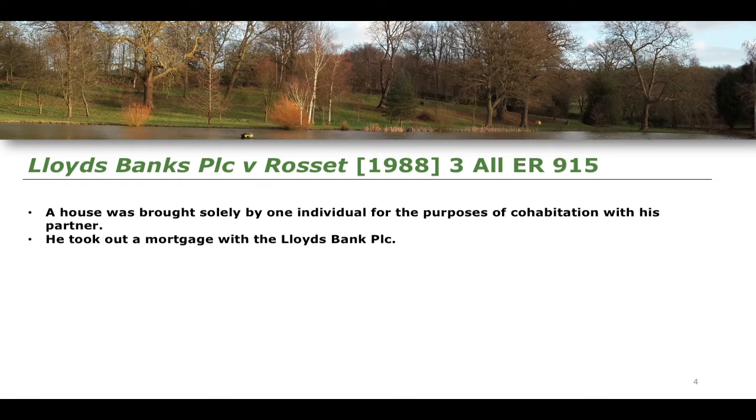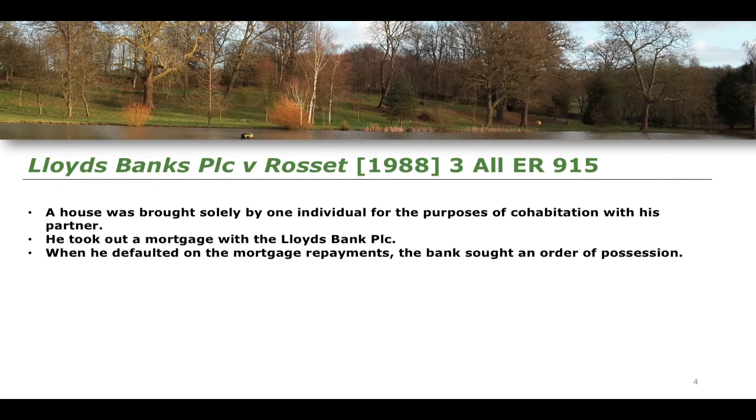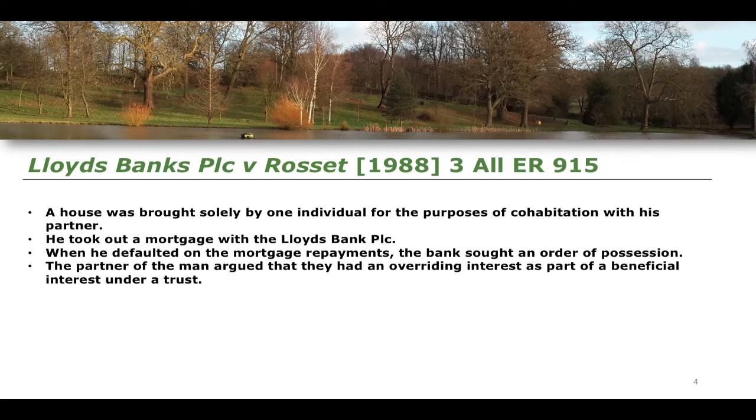The person who bought the property solely for the purposes of cohabitation had taken out a mortgage with Lloyds Bank PLC. When he defaulted on the mortgage repayment, the bank sought a repossession order. Essentially, when you get a mortgage, you have to keep up with the repayments. If you default, then the bank has an entitlement, in most circumstances, to seek an order for possession, to essentially take the property from you.